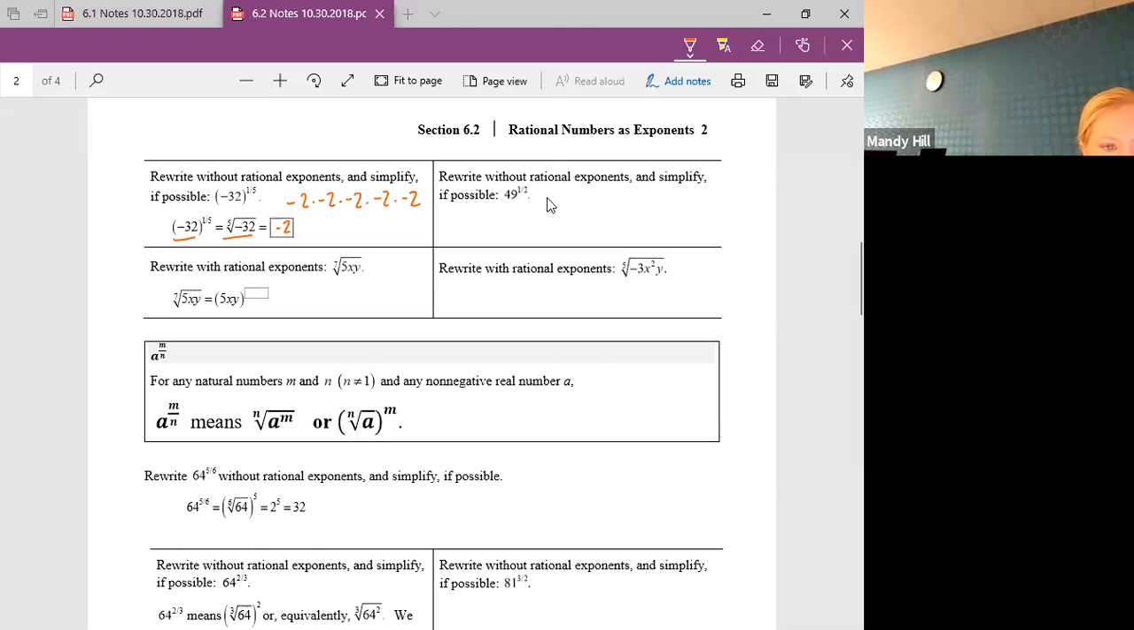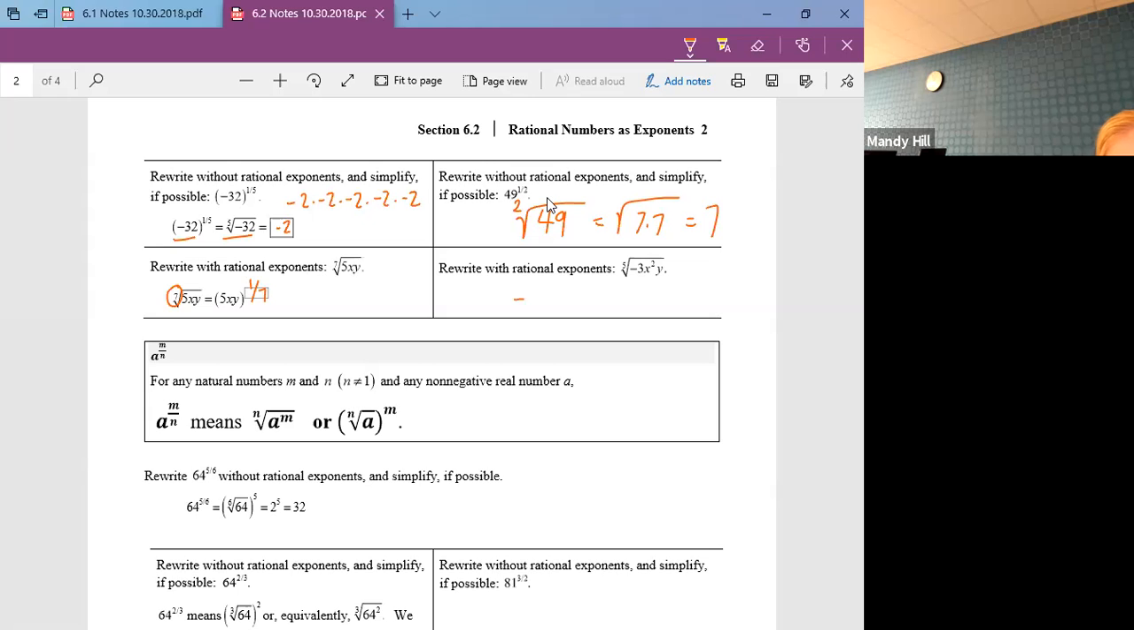Okay. Rewrite without rational exponents and simplify, if possible, 49 to the 1/2. Well, that means that we would put 49 under the radical, and then there's a 2 on the bottom here, so we would put the 2 up here. Now, most of the time, if it's a 2, we wouldn't write it because it's just understood that it's the square root. So that's going to be 7 because 7 times 7 is 49. Okay. So if there's a 7 right here, then the power that we would raise that to would be the 1/7 power.